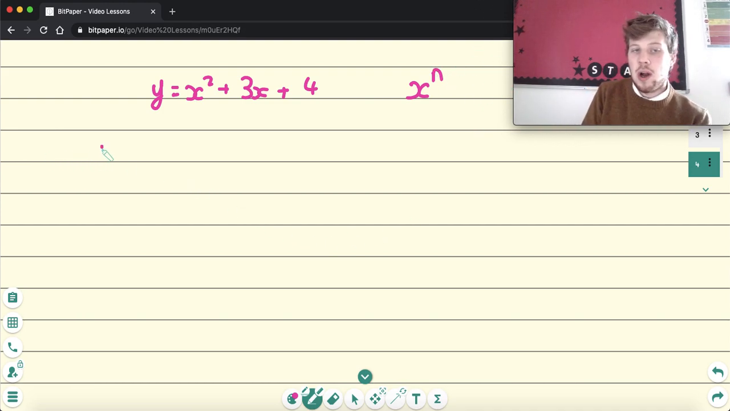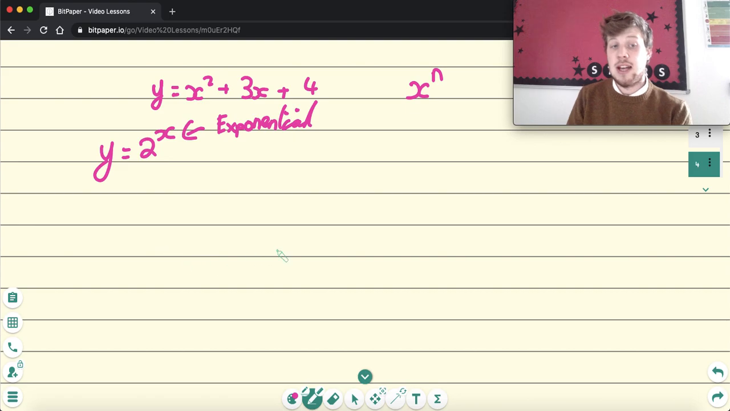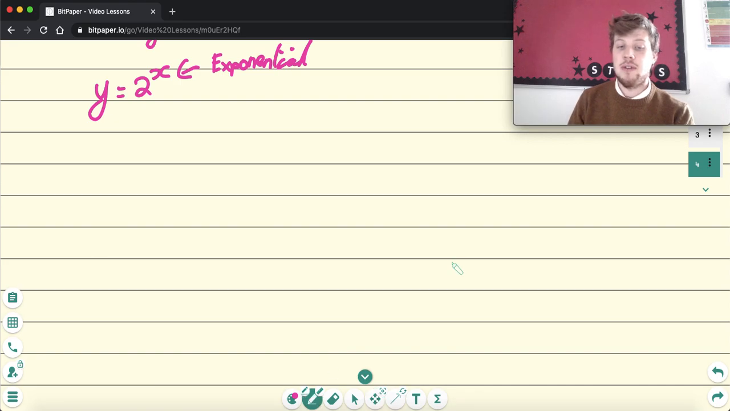Now, what I'm going to introduce to you today is this idea of an exponential, and the reason it's called an exponential is because our variable is what we call our exponent. It's this power at the top, so therefore it is an exponential graph. So now we know what an exponential graph would be, let's actually look at y equals 2 to the x. Let's think about what this would look like in terms of a graph.